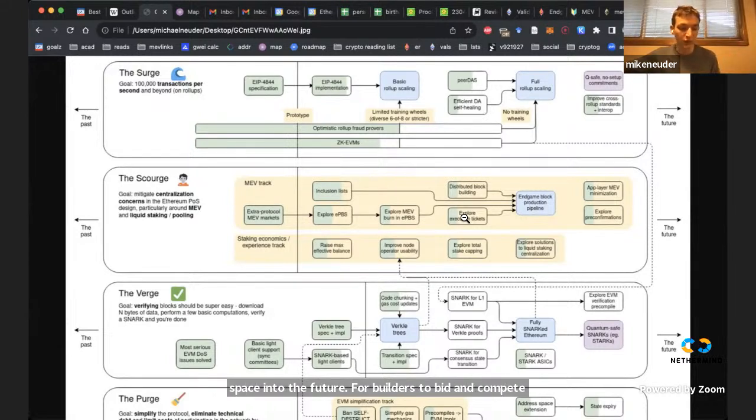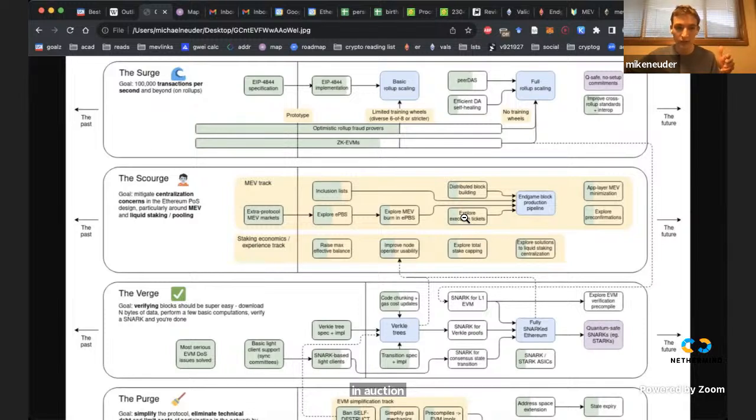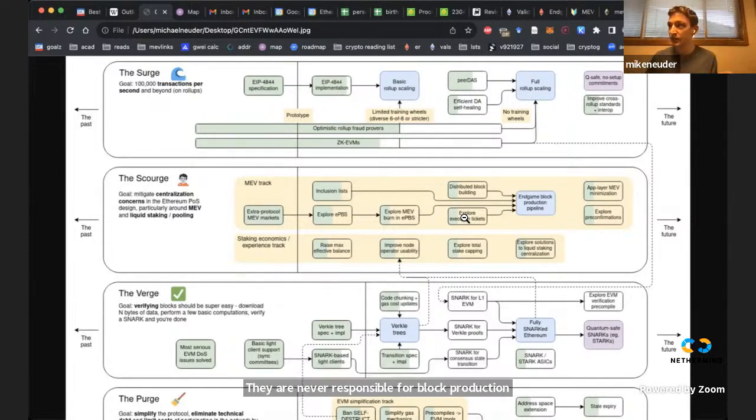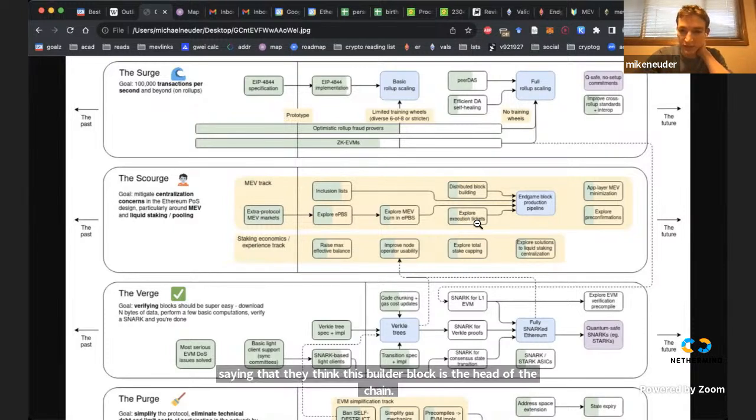And the validators themselves only vote on the blocks that are produced. They are never responsible for block production themselves. Obviously, the huge downside here is that the validators will never be able to self-build blocks in this context, because the tickets are the only rights to produce blocks. The validators can only produce this inclusion list object, and they can produce attestations saying that they think this builder block is the head of the chain. But that's, I would say, the TLDR of the MEV track.